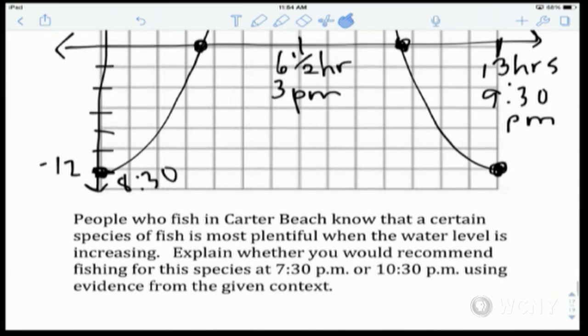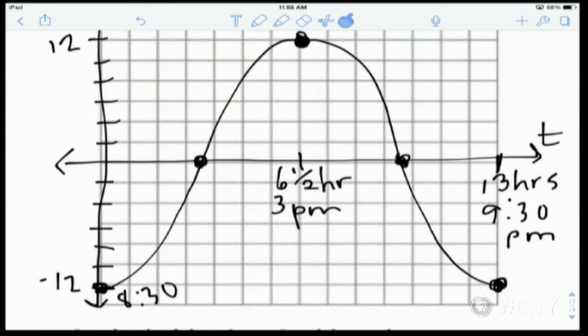The last part of this problem says, people who fish in Carter Beach know that a certain species of fish is most plentiful when the water level is increasing. Explain whether you would recommend fishing for this species at 7:30 p.m. or 10:30 p.m. using the evidence from the given context. Okay, your evidence is your graph. So our graph is rising, our tide is rising from 8:30 a.m. until 3 p.m. So that would be a good time to fish, but unfortunately those aren't choices.